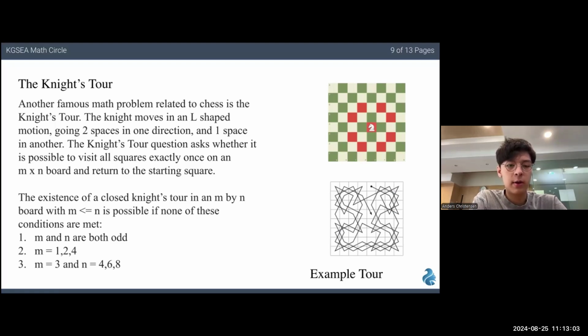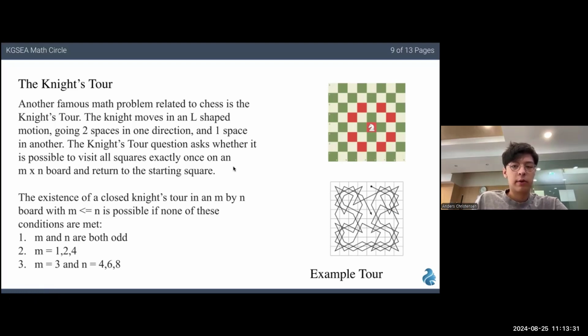The existence of a closed knight's tour, meaning that it ends on the same square that it starts on, in an m by n board with m less than or equal to n, is possible if none of these conditions are met. Number one, m and n are both odd. So that means if m and n are both odd, then a closed knight's tour is not possible. Number two, m equals 1, 2, or 4. Number three, m equals 3, and n equals 4, 6, or 8.